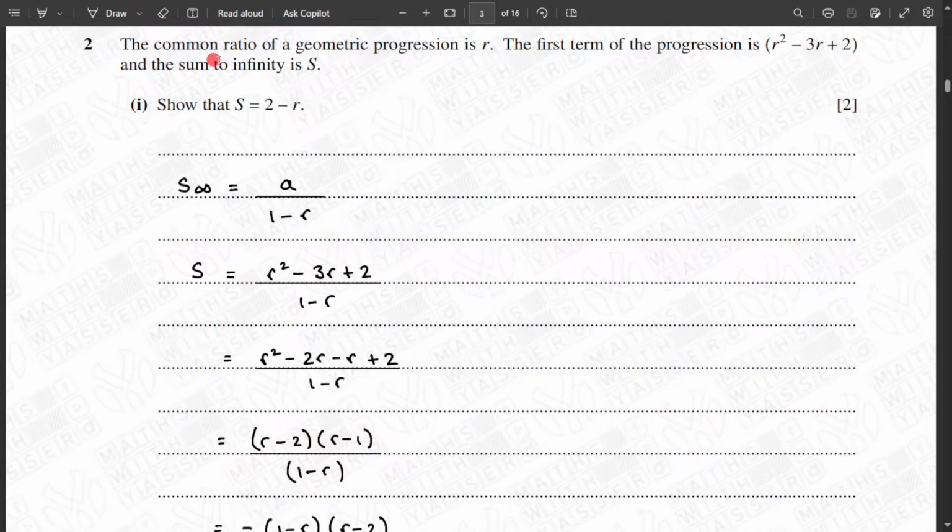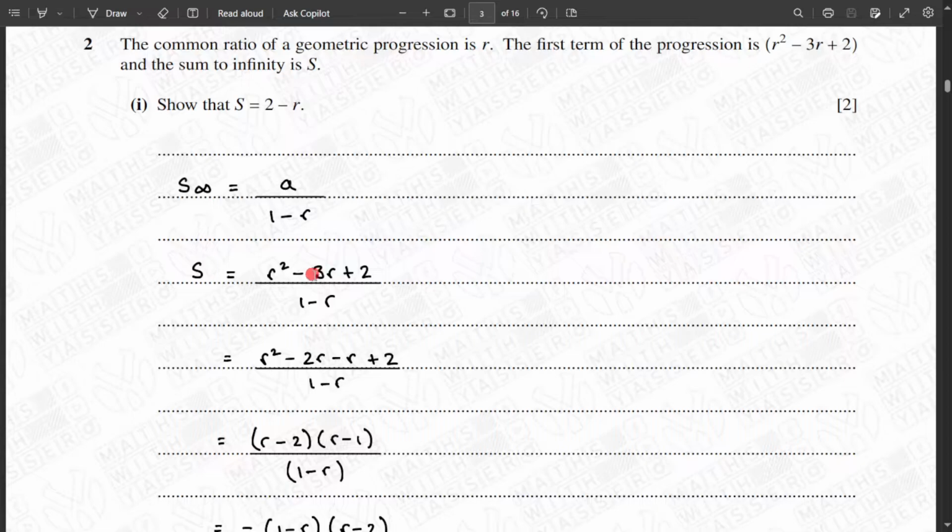Question number 2. The common ratio of a geometric progression is r. The first term of the progression is r square minus 3r plus 2. And the sum to infinity is s. We need to show that s is equal to 2 minus r. We know that the formula for sum to infinity is a over 1 minus r. So for this particular question, the sum to infinity is s, and a, which is the first term, is r square minus 3r plus 2, and the common ratio is r, so it will be 1 minus r.